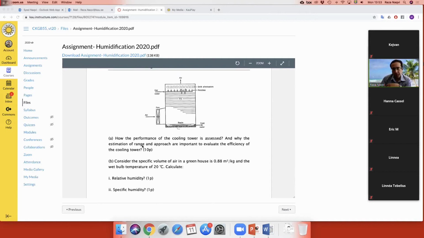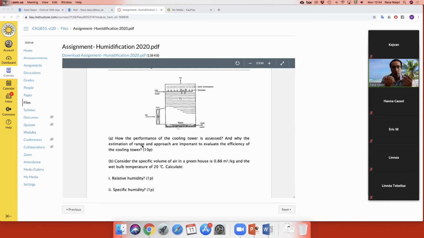The first question is a theoretical question about how you can assess the performance of a cooling tower. When we say performance of a cooling tower, how can you assess it in terms of whether the efficiency can be calculated, and how much is the temperature difference between the hot water coming into the cooling tower and the water going out. This is what you can also search from the web, or you can find the answers to this question in the book.